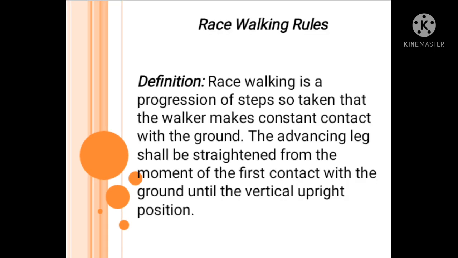Race walking rules. Definition. Race walking is a progression of steps so taken that the walker makes constant contact with the ground. The advancing leg shall be straightened from the moment of the first contact with the ground until the vertical upright position.